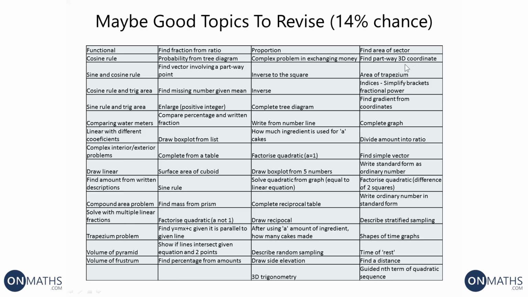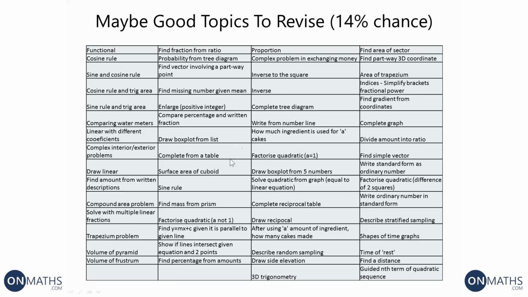They occasionally ask about 3D coordinates. Just remember that the last coordinate is the 3D-ness, so you have the x coordinate, then the y coordinate as usual, and then you have how far out the page it is for the z coordinate. And finding areas of parts of a circle, you just need to work out the angle of the sector that you've got and put it over 360 and times it by the total area of the circle.